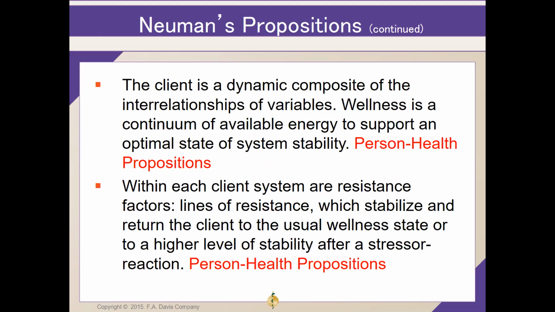Here's a person health proposition. The client's dynamic. Most people today accept that very well, and wellness is on a continuum. Again, it's helpful to consider that and applicable to all kinds of nursing situations. And within that client system, people have resistance. We might call that today more resilience, which stabilizes and returns them to wellness or a higher level of stability after a stress reaction. So that's an example of a person health proposition.